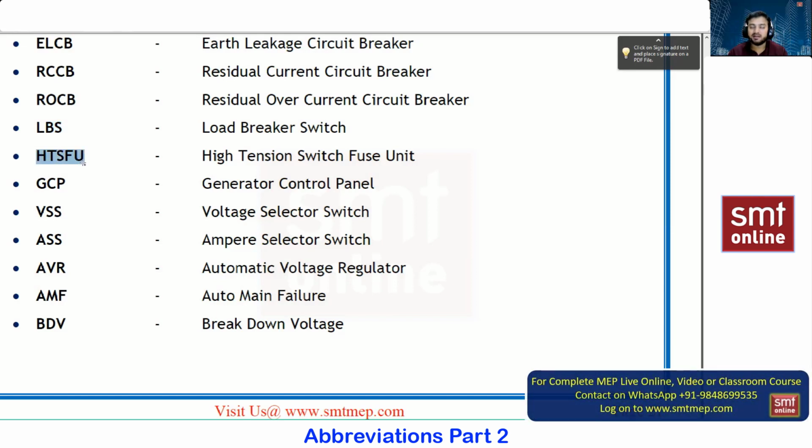Again, we have the high tension switch fuse unit. That means at every high tension side of the transformer, nearby the distribution transformer, we have this panel board, because at the high tension side, as we can see, we have 3 phases. So for 3 phases, we have 3 different fuses. It's called HTSFU. On the roadside, you can see this panel.